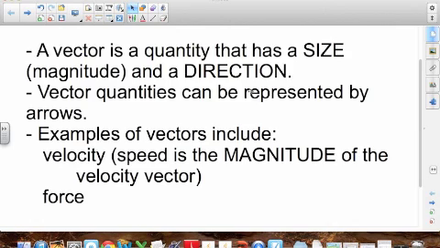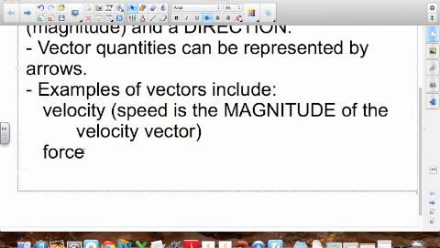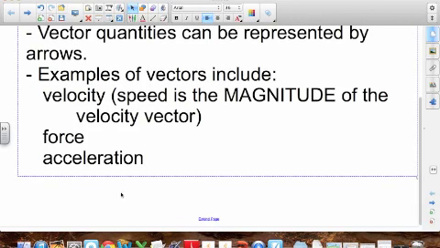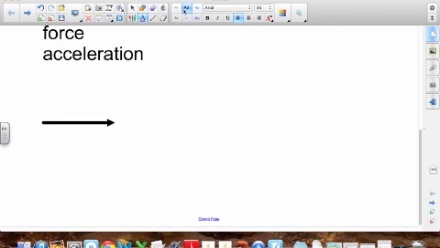Now, you might be surprised, but another example of a vector quantity that we have studied is acceleration. Acceleration is also considered a vector. Now, we haven't really talked about it as a vector, but let's do that now, okay? So let's just imagine that we have an object, and it has a velocity vector that looks like that at some point in time, okay?